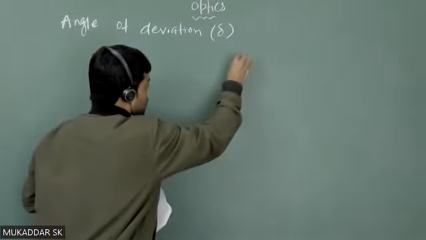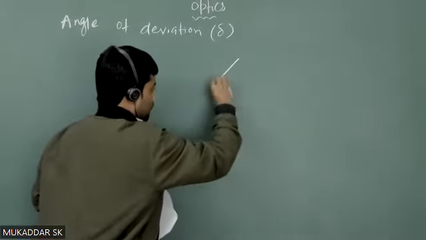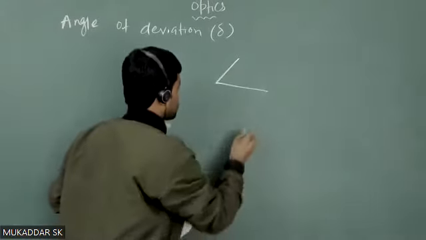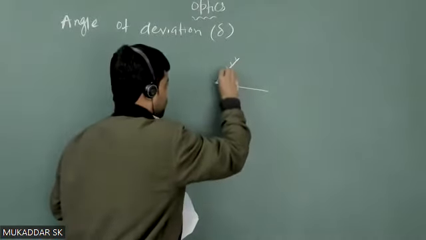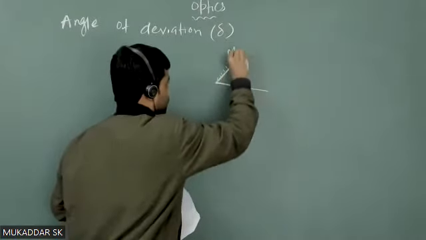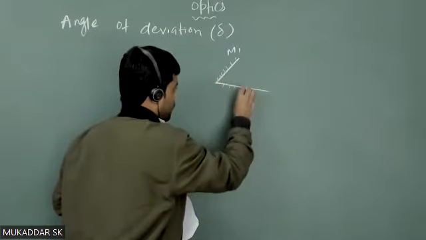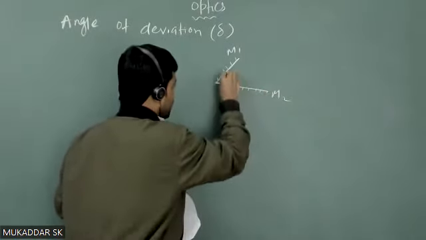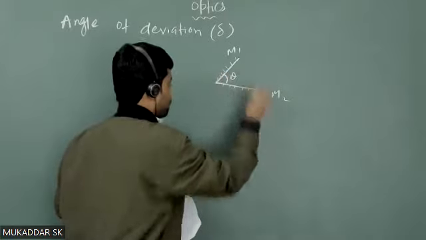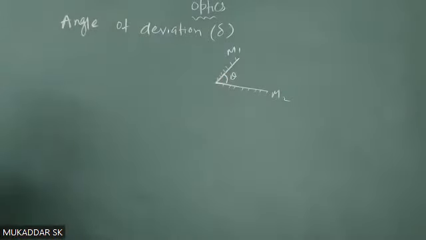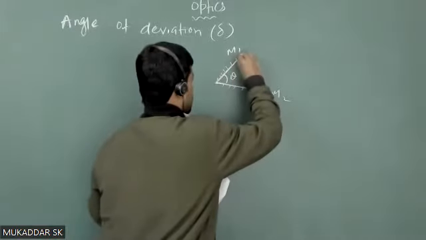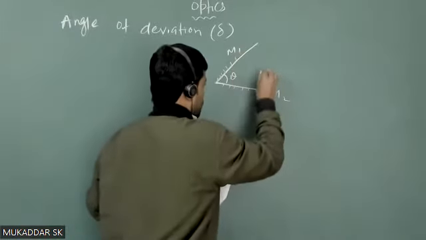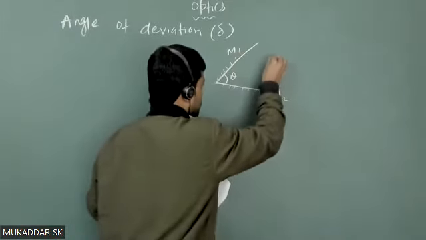Suppose you have two plane mirrors, M1 and M2. The angle between them is theta. And a ray is incident.